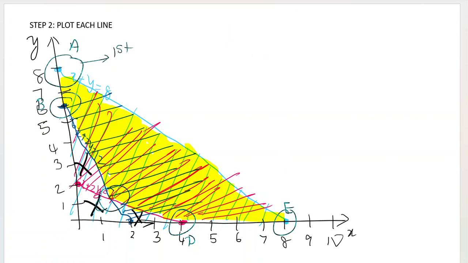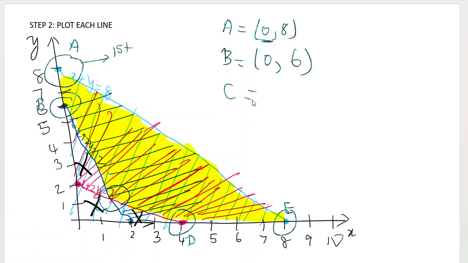If you observe, the coordinates of A are 0, 8. See, this point 8 is on the y-axis, and when it is on the y-axis, we always write the x-coordinate as 0. Similarly, the coordinates of B are 0 and 6.